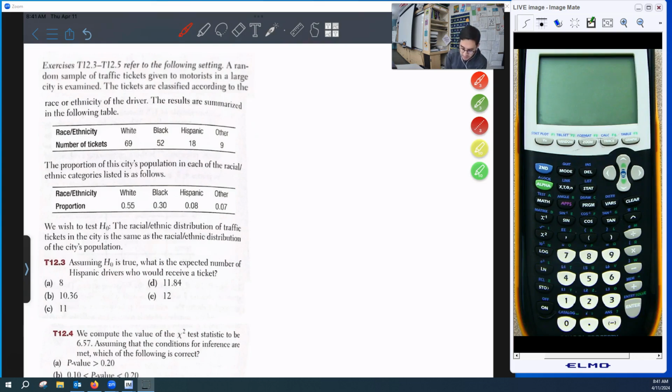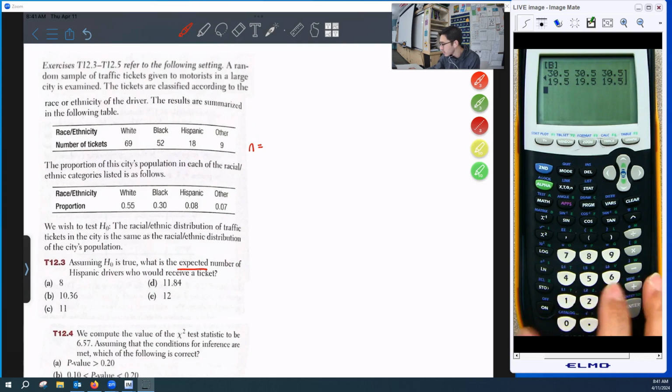What is the expected number of Hispanic drivers who would receive a ticket? All right, so we know 8% of the population is Hispanic, so if the null hypothesis were true, 8% of our sample of traffic tickets should come from the Hispanic category. All right, let's first figure out what the total sample size is. All right, so what is the sample size here?